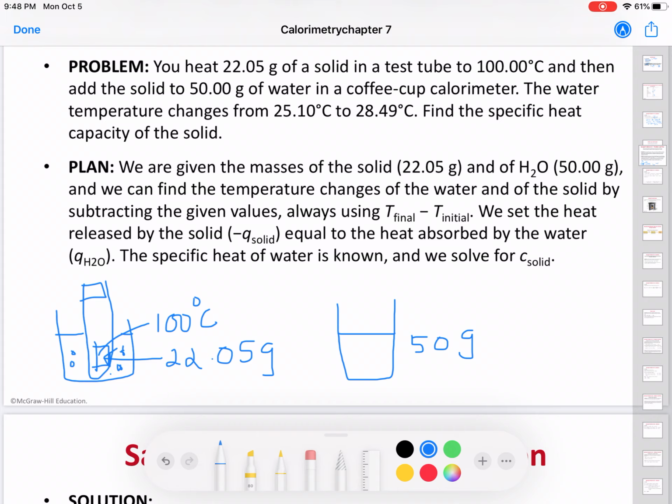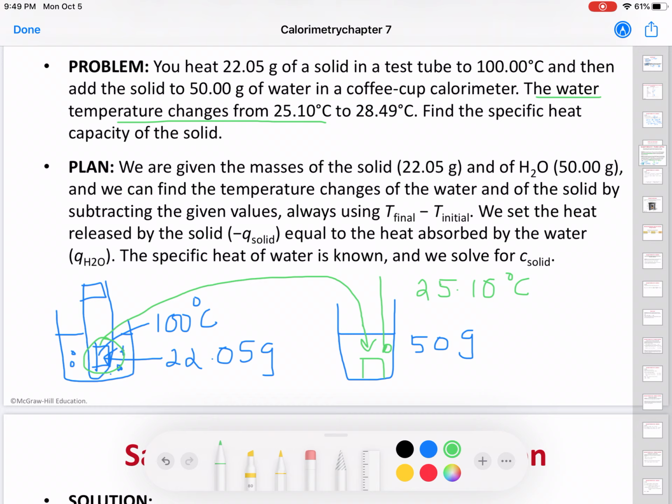which is at 100 degrees Celsius. You take this solid over here, you carefully, with a tweezer, put it inside here into the water. Before you put it into water, you want to make sure that you take the temperature of the water. So the water temperature changes from 25.10 degrees Celsius. That is before you put the metal piece. Okay. And then once you put the metal, what's going to happen?